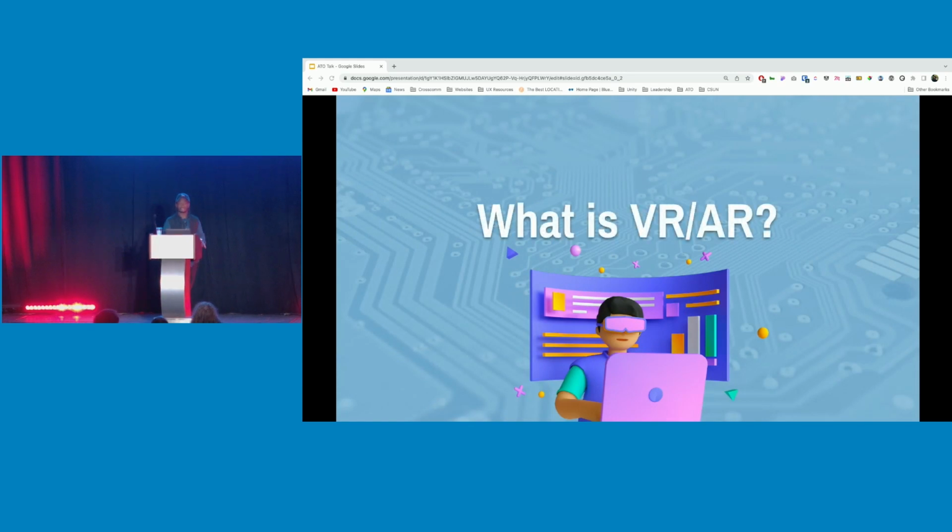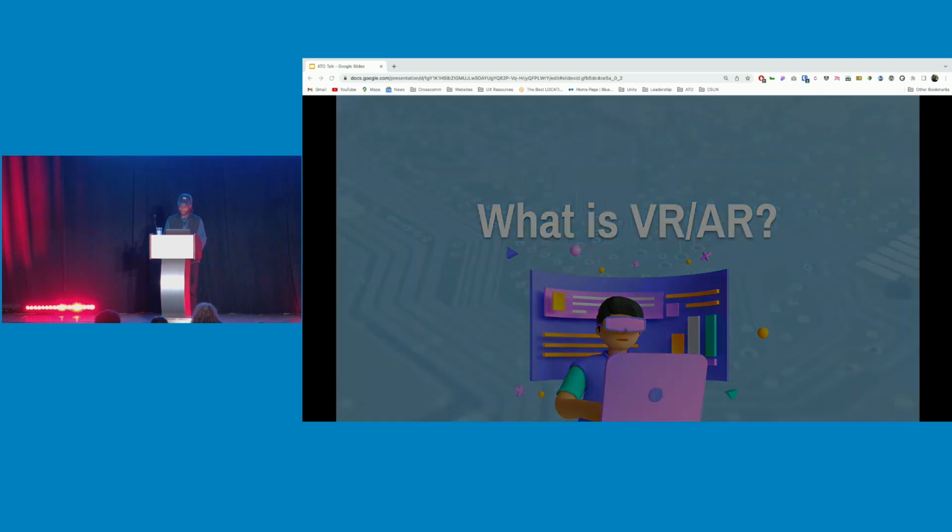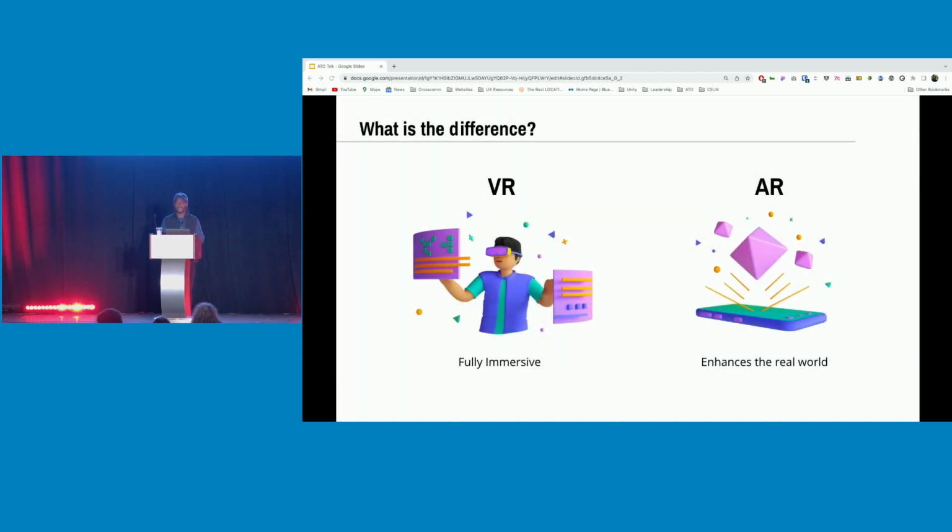But before I get started, I want to know, just by a show of hands, how many people own a VR headset or have used virtual reality before? Oh, wow. Okay. How many of you have used augmented reality? Okay, a little less. Awesome. Well, it sounds like we already have a few power users and a few users in the room.